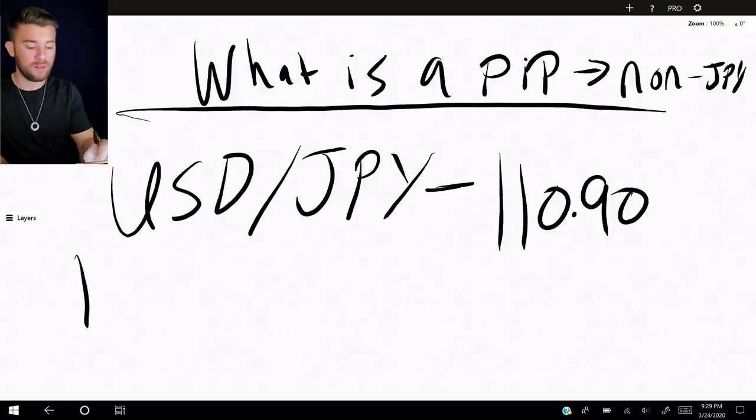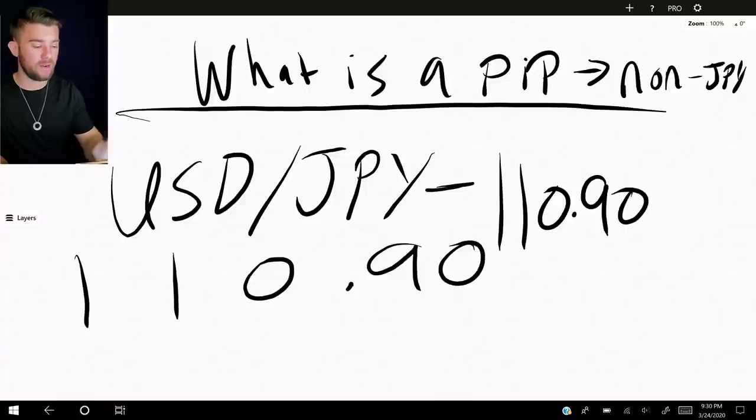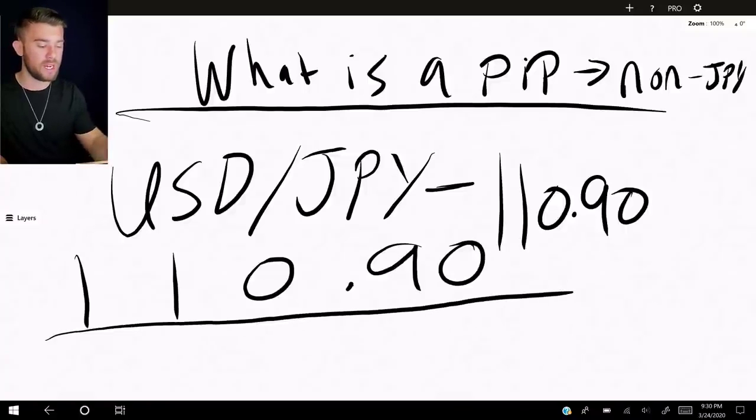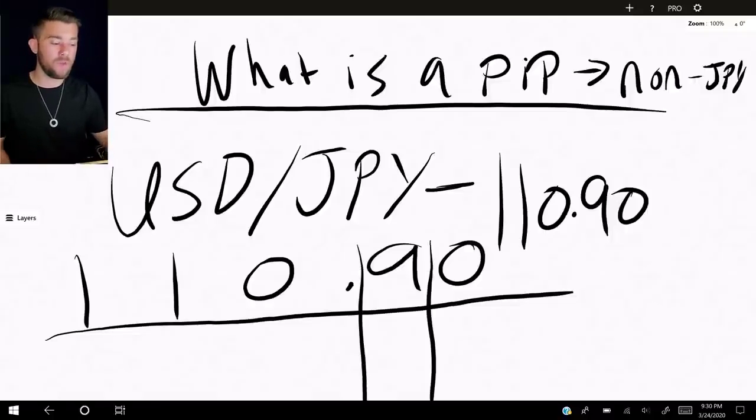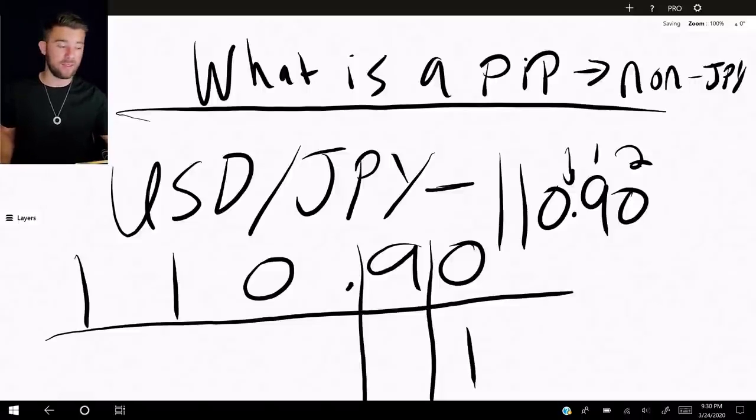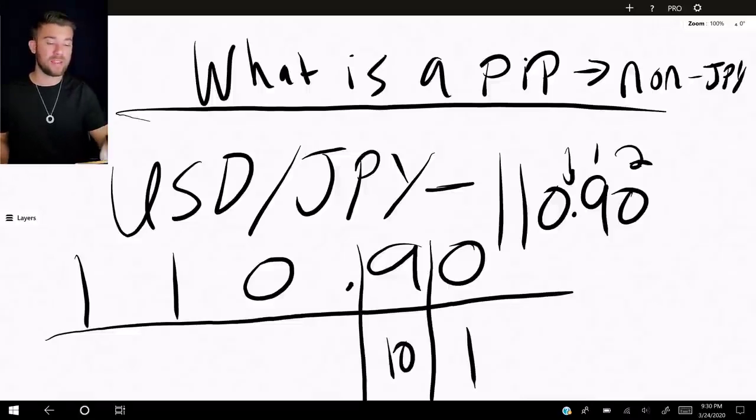We have 110.90. Okay, if we draw our same graph, this is what it looks like now. Now, our 1 pip is the second decimal place. So what do we have to do? We see our decimal right there. We go 1, 2. On the second decimal place is 1 pip. So this is our ones. What does that mean for the 9 in this specific case? That means the 9 is going to be our 10s and the 0 is going to be our 100s.